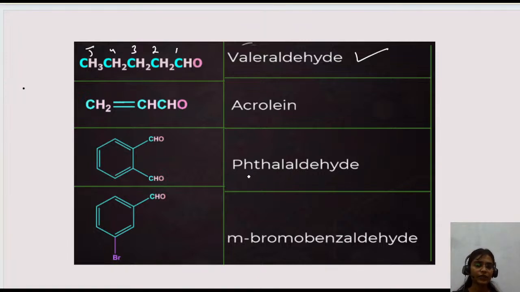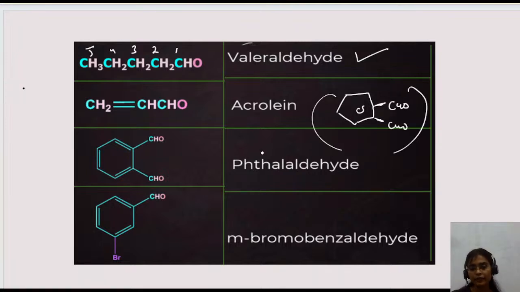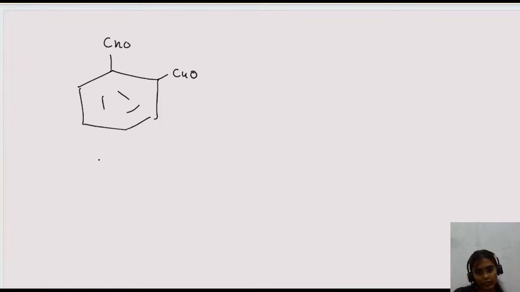That is phthalaldehyde. Okay, so look at this. What is phthalaldehyde? Let's suppose this is a benzene ring and at the 1 and 2 positions the CHO group is there. Okay, so it's phthalaldehyde. Wait, I'm highlighting this. If we cover side by side, let's suppose it's a CHO and CHO. So what is it? We just discussed that it is phthalaldehyde.